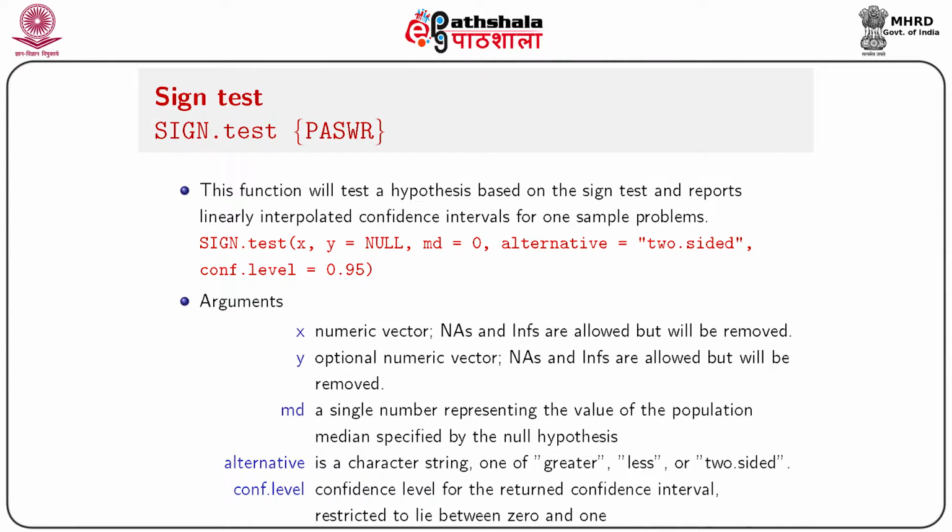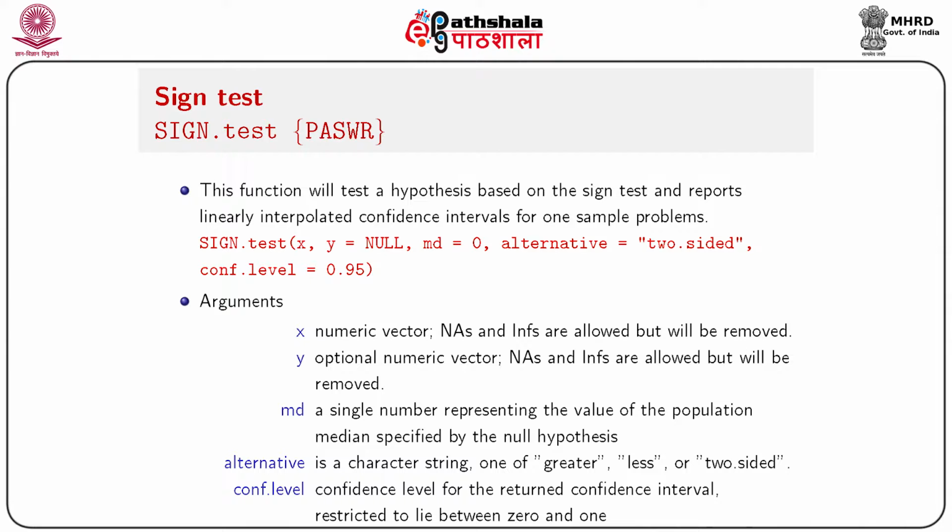Next we will move to the sign test, that is the function called sign.test from the package PASWR. PASWR is not a function, it's the package that you may have to download. The function is sign.test. This function will test a hypothesis based on the sign test and reports the linearly interpolated confidence intervals for one sample problems.